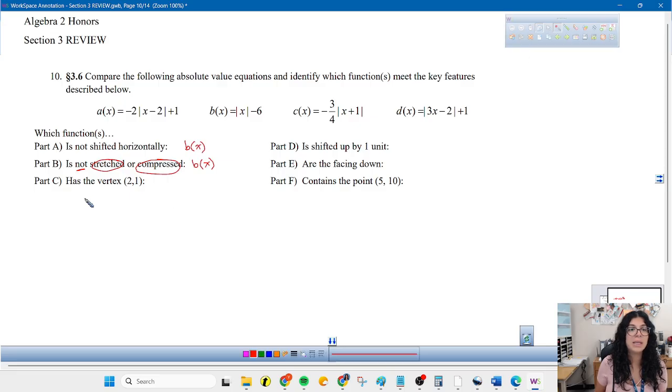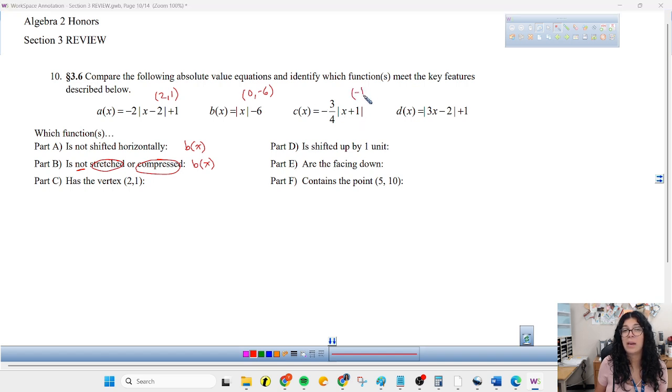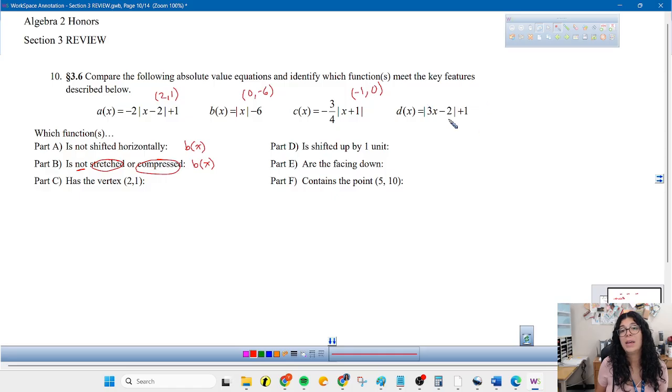Next, part C, the vertex of 2, 1. Well, here the vertex is 2, 1. Here the vertex would be 0, -6. Here our vertex would be -1, 0. And then here, remember, you would have to take out the coefficient of 3. So really the vertex here would be 2/3, 1. So that's a tricky question there if you forgot that part. So the only one that has the vertex of 2, 1 is actually a of x.